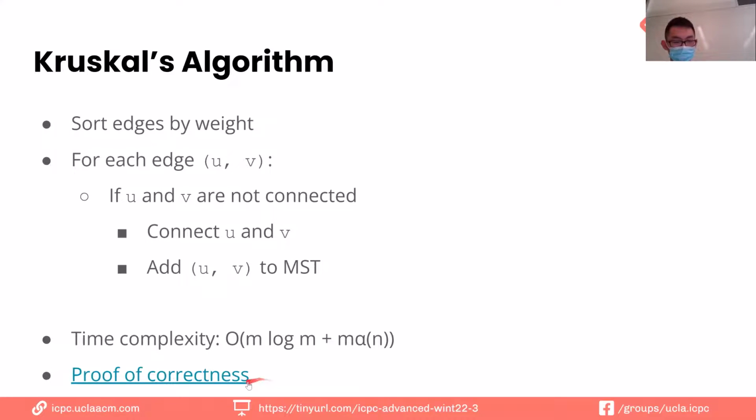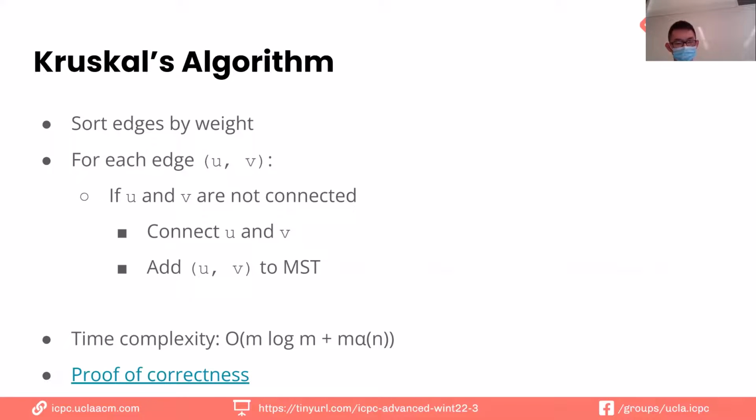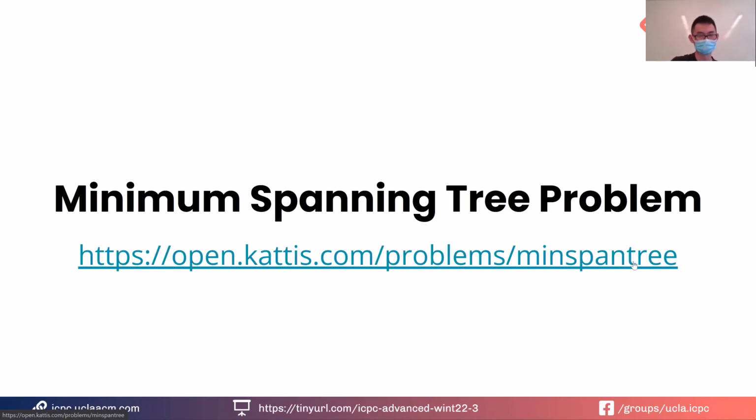And here's a proof of correctness that's rigorous, but I guess intuitively, you always want to use the minimum edge to connect components together. And that is the intuition for this algorithm. So here is a minimum spanning tree problem that literally just asks you to find the minimum spanning tree. So if you want to implement Kruskal's algorithm real quick, you can do that right now. All right, let's go.